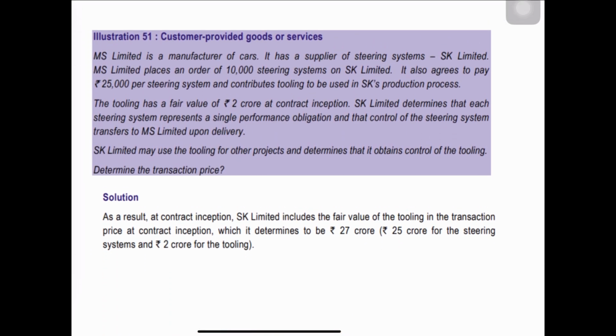Okay, so let's go through illustration 51. So here, as a result, at contract inception, SK Limited includes the fair value of the tooling in the transaction price, which is determined to be 27 crore. So 25 crore for the steering system and 2 crore for the tooling system.